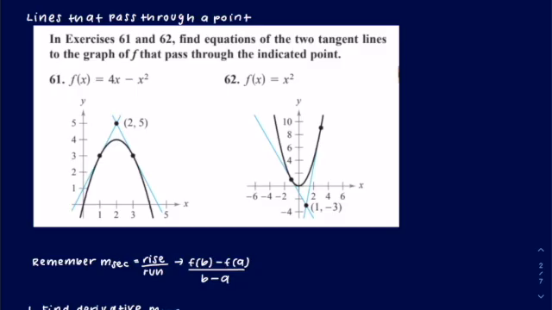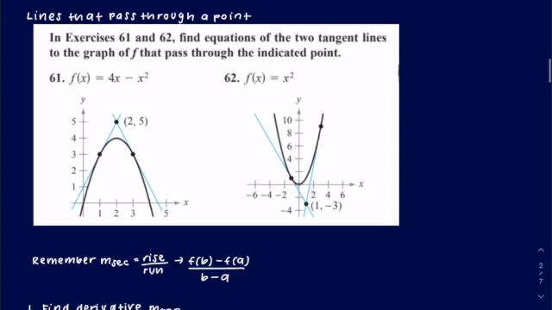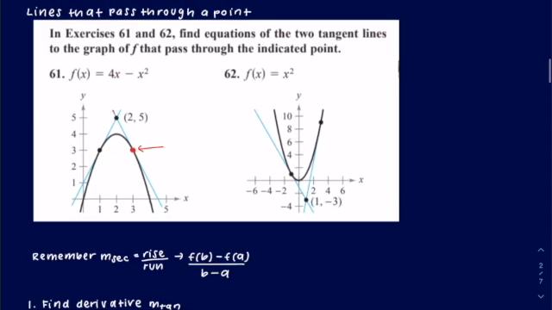Okay, another common problem that you'll see is lines that pass through a point. This question asks you to find the tangent line of a graph that passes through an indicated point. It gives you an indicated point, but it doesn't give you a point of tangency. So to find the point of tangency, let's look at this graph. The point of tangency occurs here, right? That's where the tangent line occurs. But we aren't given the point of tangency. So to find that, we have to find the slope of this line right here.